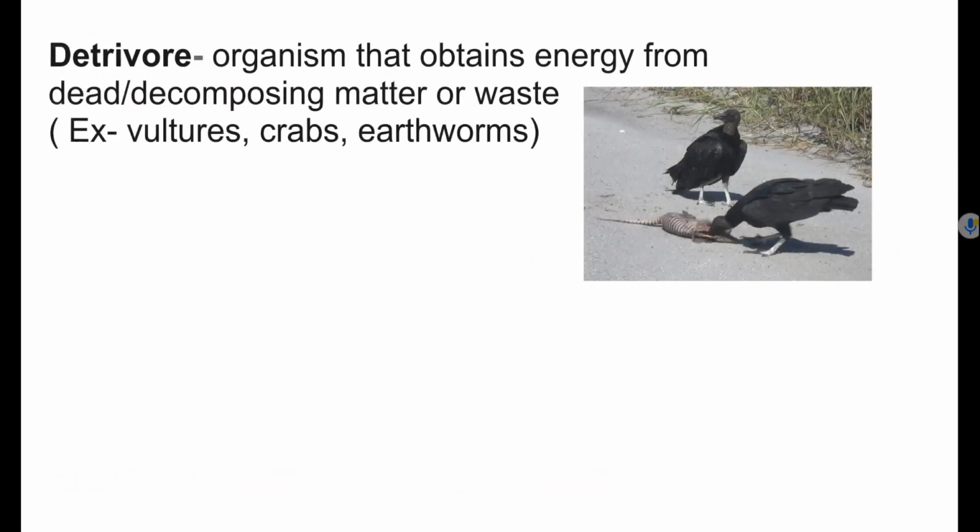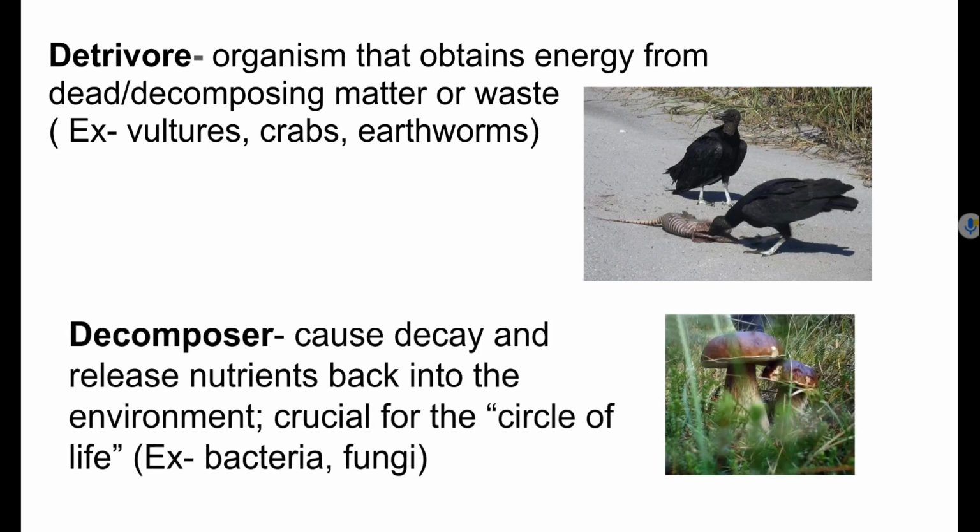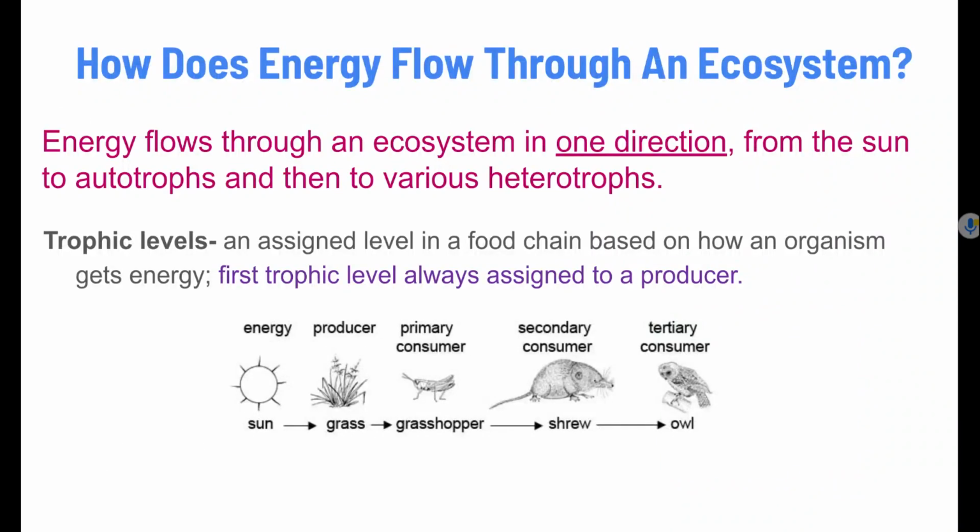There are also detritivores. These are organisms that obtain energy from dead or decomposing matter and waste. Examples of detritivores would be vultures, crabs, and earthworms. Decomposers are organisms that cause decay and release nutrients back into the environment. Examples of decomposers would be bacteria and fungi. The mushroom in this picture is a fungus. That is why you often see mushrooms growing on dead trees in the forest.